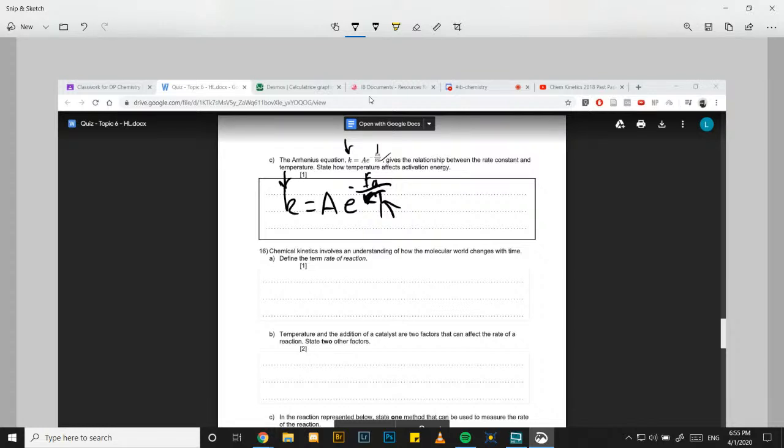For any given reaction, the activation energy has to be the same, unless you add a catalyst and change the reaction pathways themselves. So it doesn't go through the reaction the same way, it will go through a much faster way. So yeah, that's why that works. Okay.